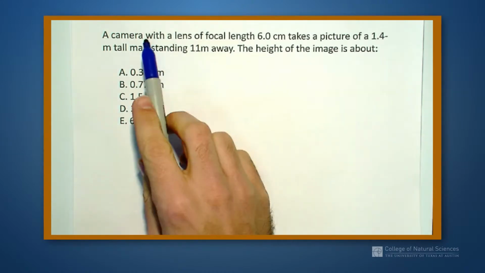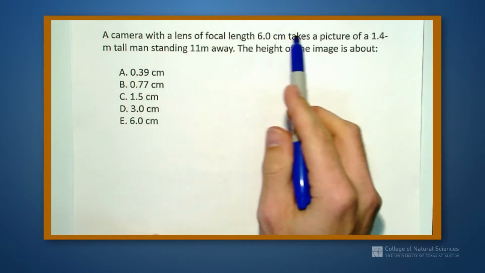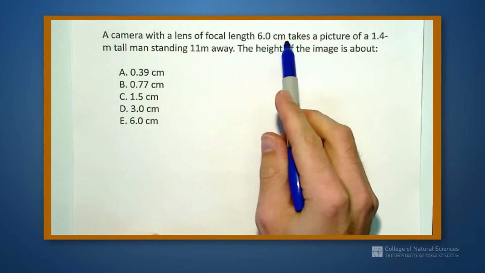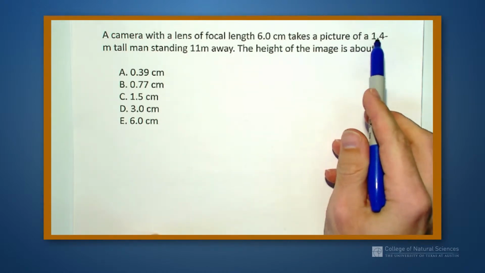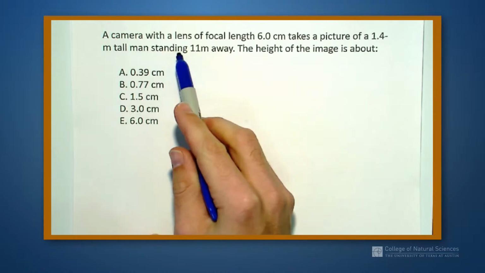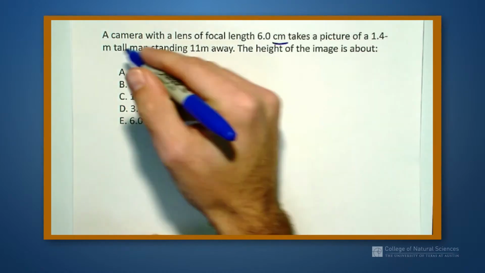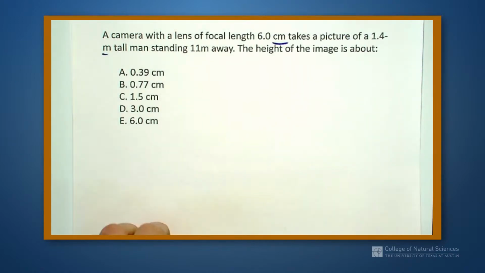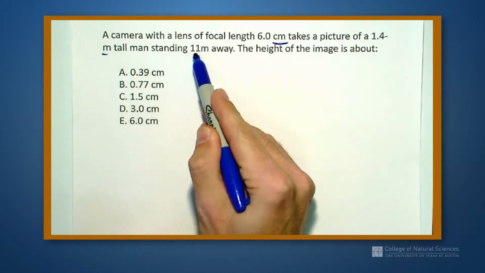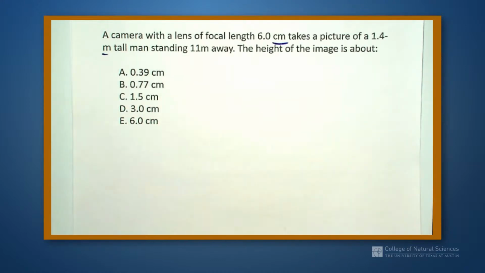It says that we have a camera with a lens that has a focal length of 6 centimeters. Takes a picture of a 1.4 meter tall man that stands away. So I want to see that I have meters and centimeters. Oh, and the man stands 11 meters away. The height of the image is about what?